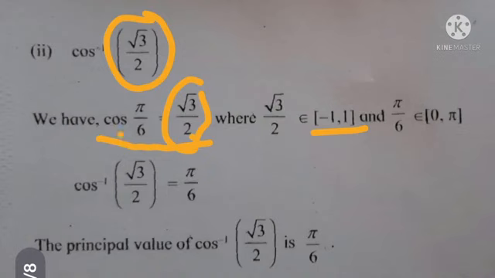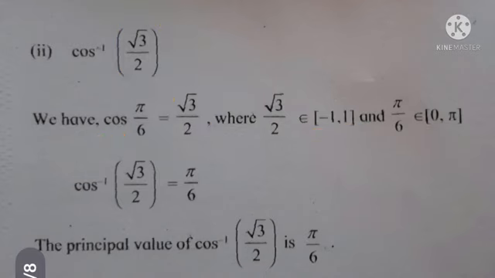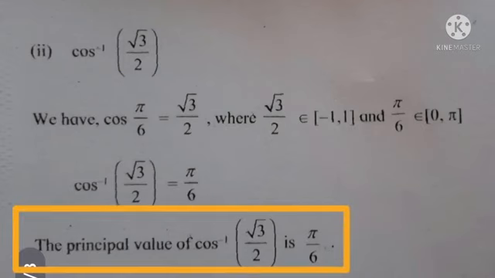And also you see the angle pi by 6 belongs to the closed interval 0 to pi. Yes, so cos inverse root 3 upon 2 is pi by 6. That is, the principal value of cos inverse root 3 upon 2 is pi by 6. Okay.